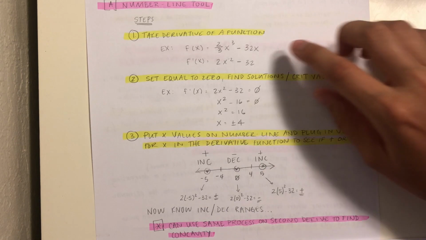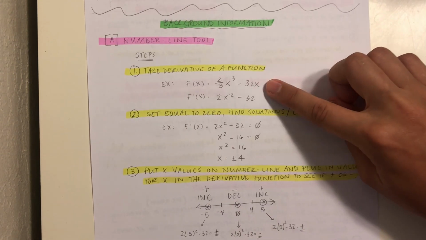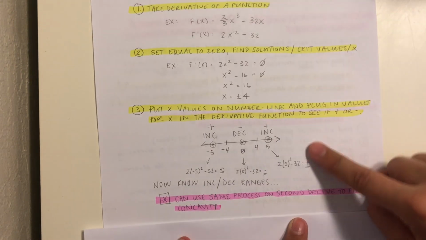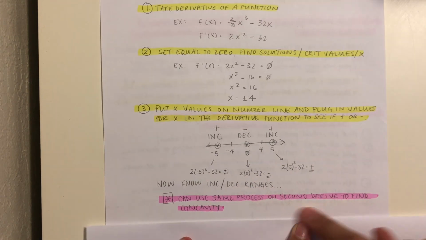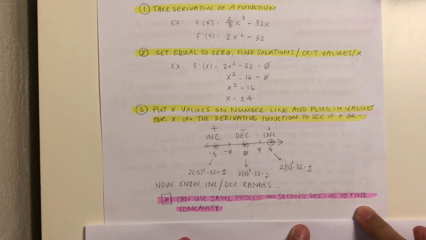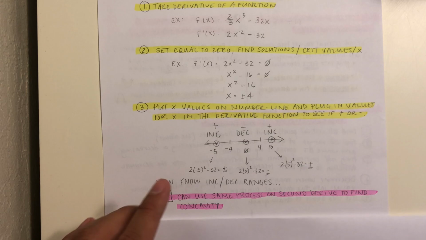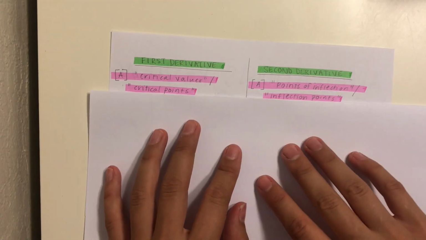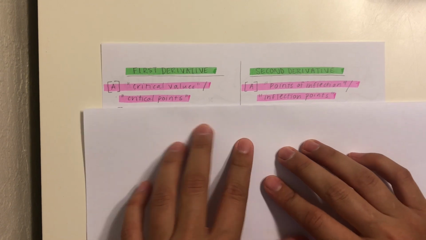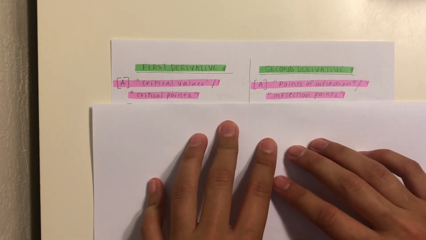Now, if I found up here the second derivative, I could do all these same steps again, and I would find the concavity because I'm using the second derivative. So that was just the background information I wanted to give, because it'll come up a lot in the next points. So again, this is an applications review.